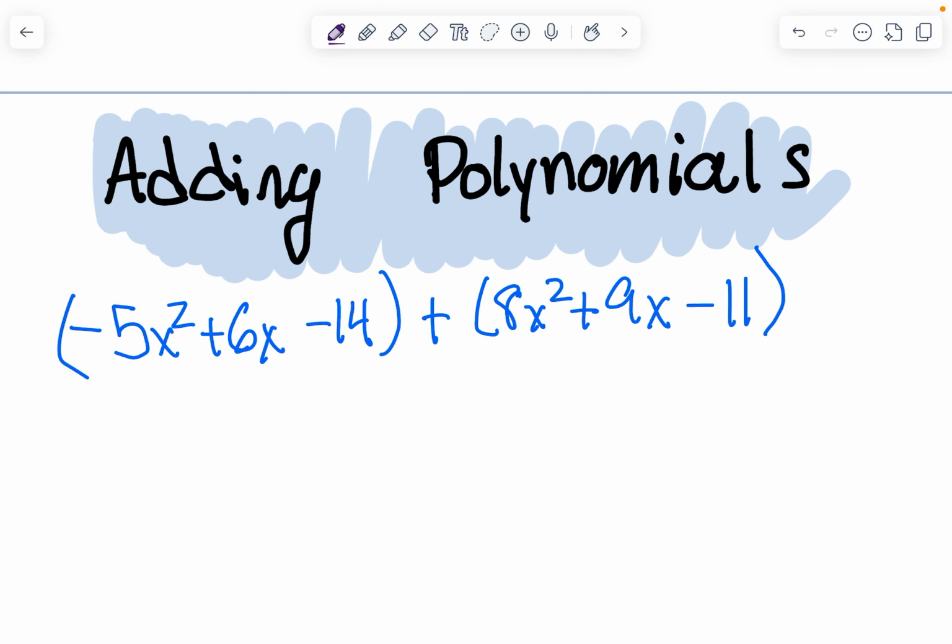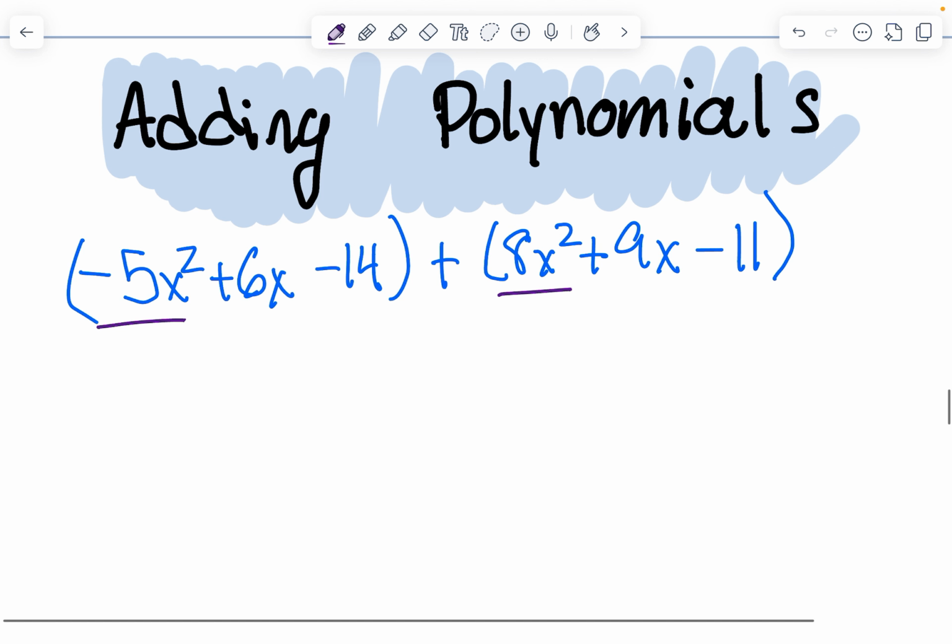Alright, hello. This is going to be with 14.2, adding and subtracting polynomials. So with adding polynomials, one of the first things we want to do is write them vertically, making sure that when we rewrite them vertically all of our like terms are aligned. So in this case, looking at my negative 5x squared and my 8x squared, I'm going to write those in order above each other.